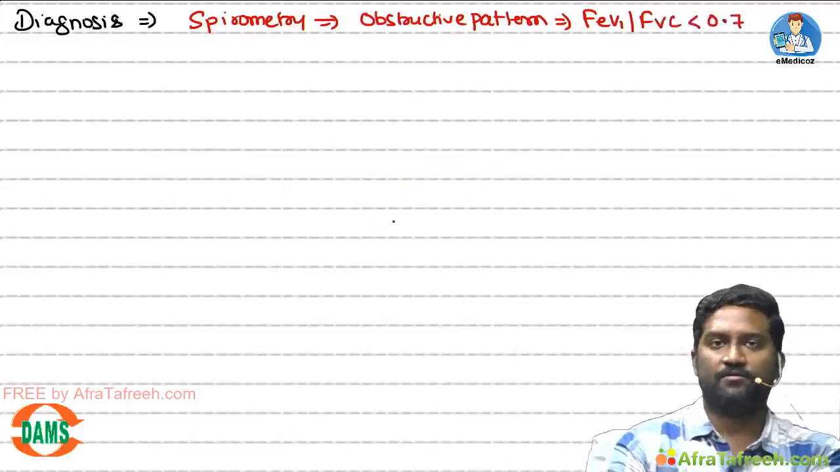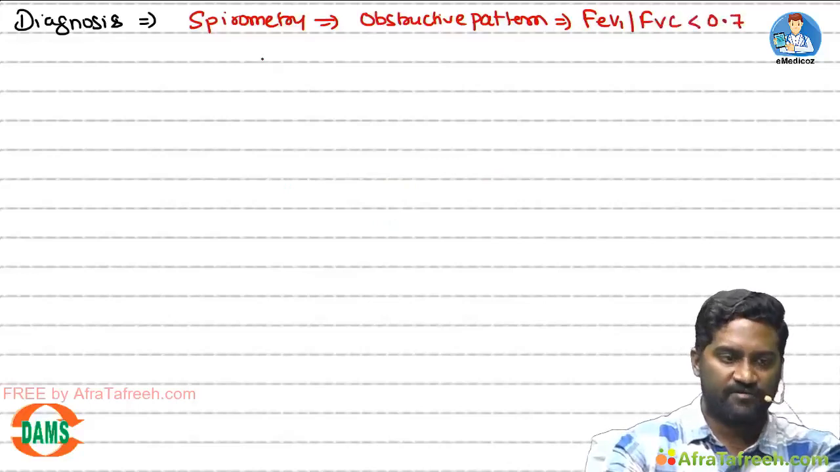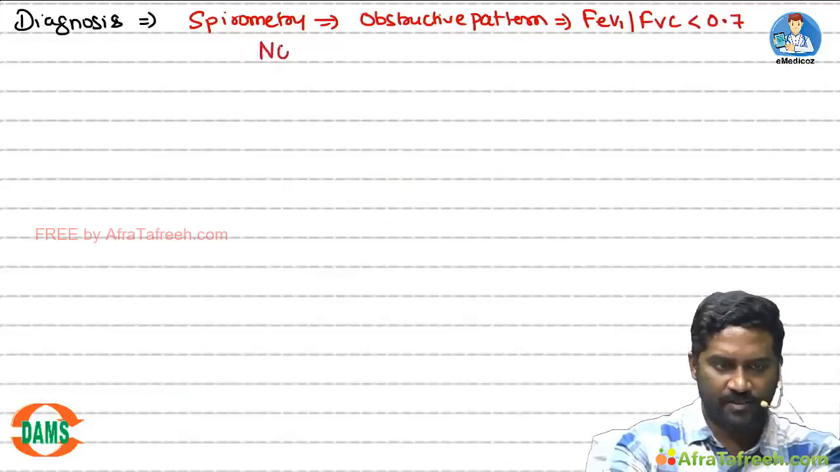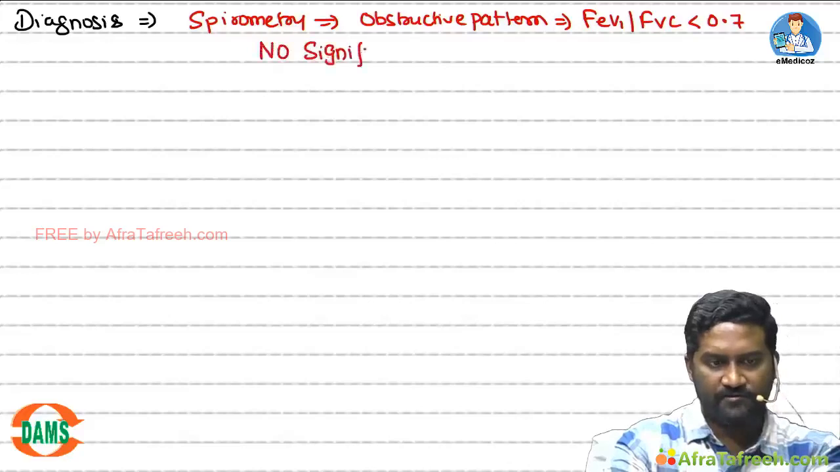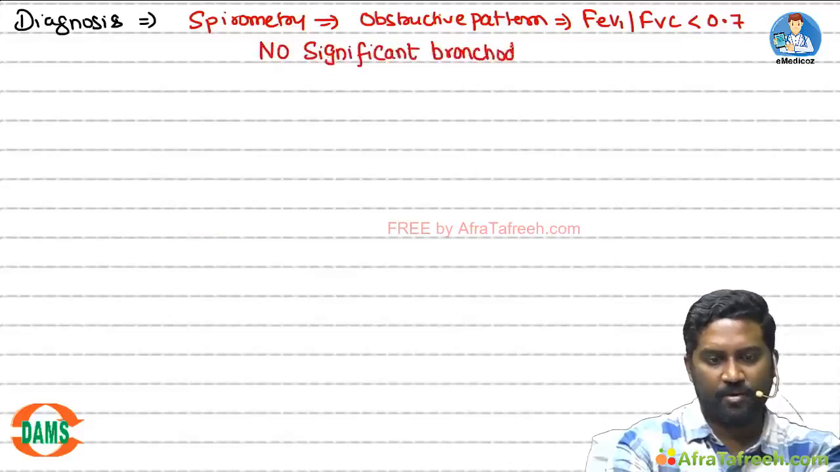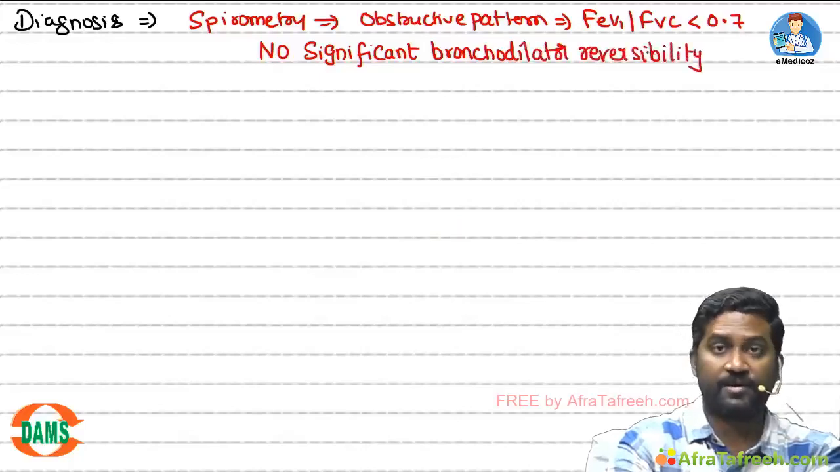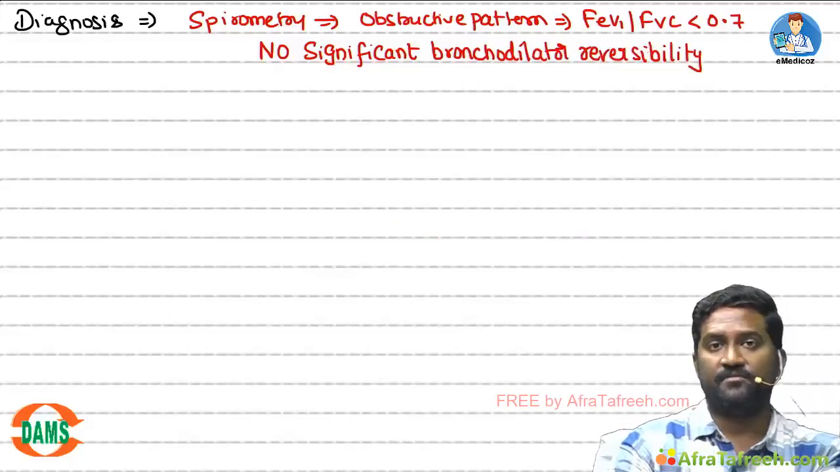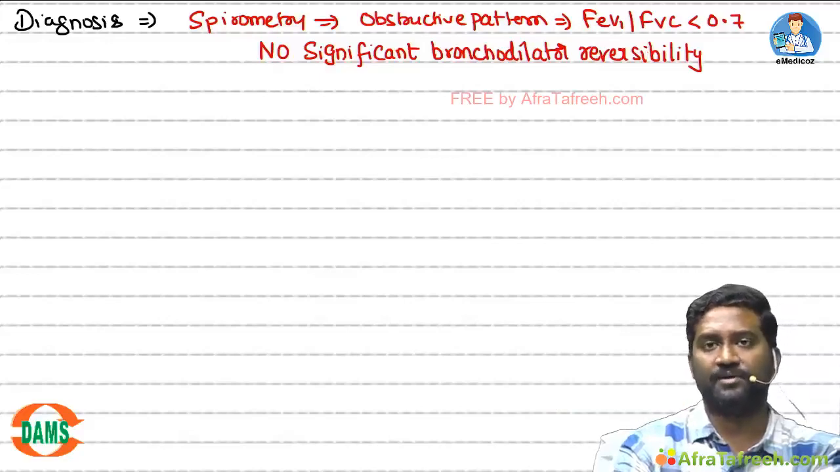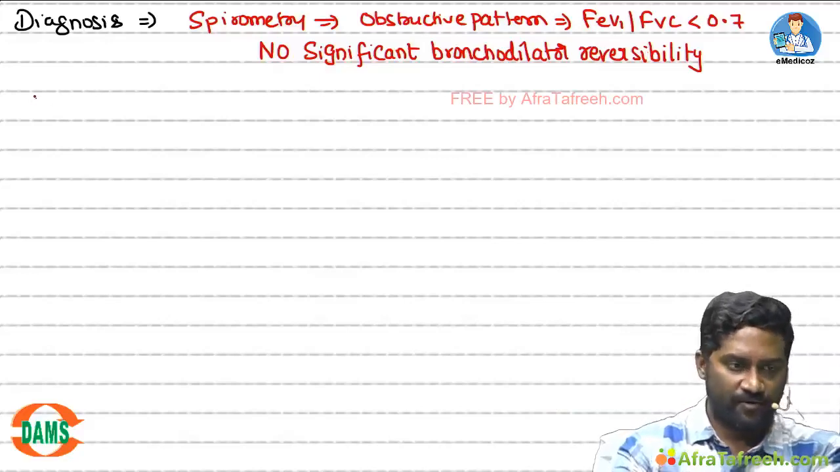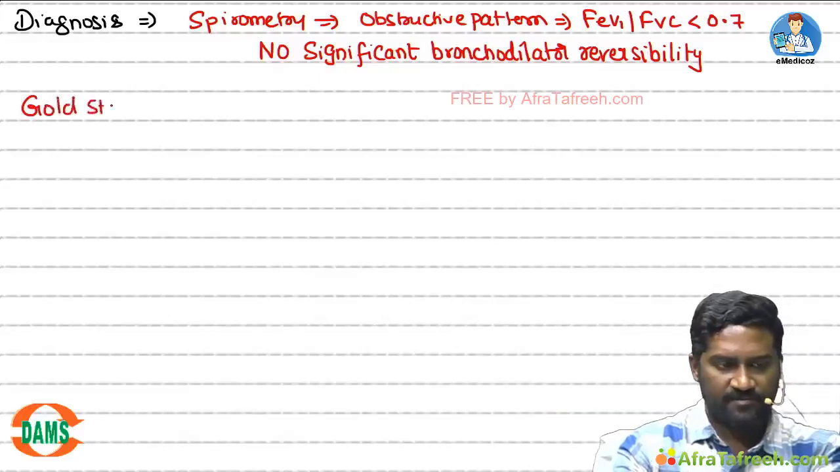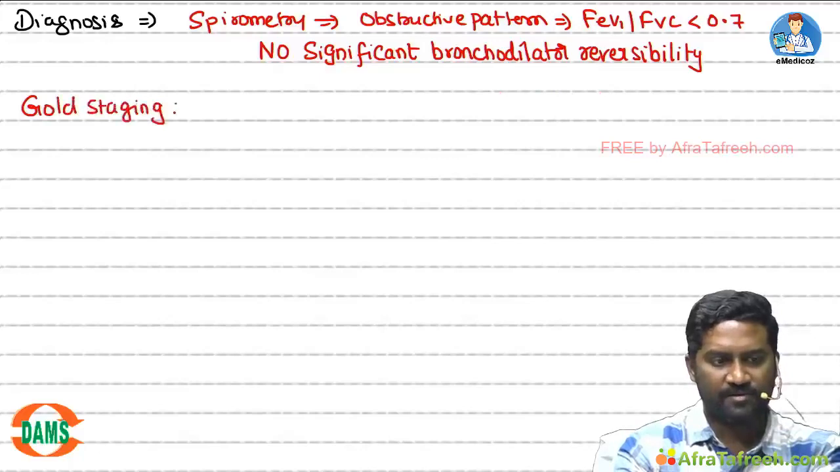Now asthma is also an obstructive lung disease. How is COPD different? In COPD there will be no significant bronchodilator reversibility. You know what is bronchodilator reversibility? Increase in FEV1 more than 12% and 200 ml after inhalation of SABA, short acting beta 2 agonist. For COPD, there is a special staging given by GOLD staging.